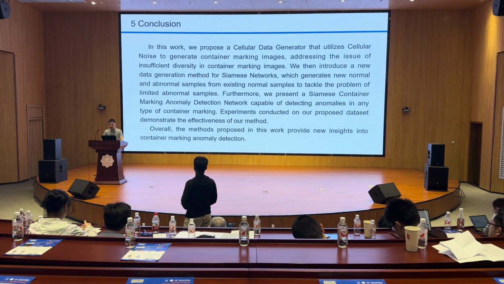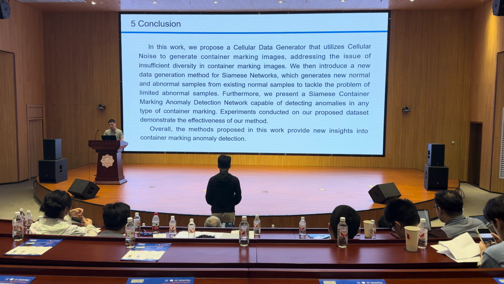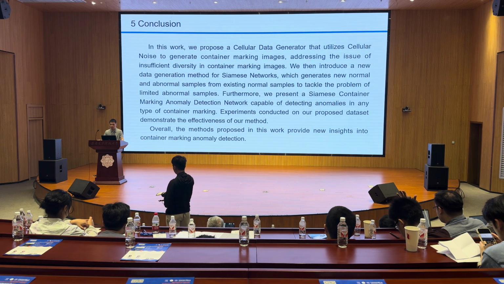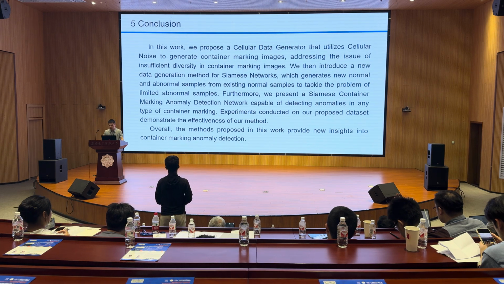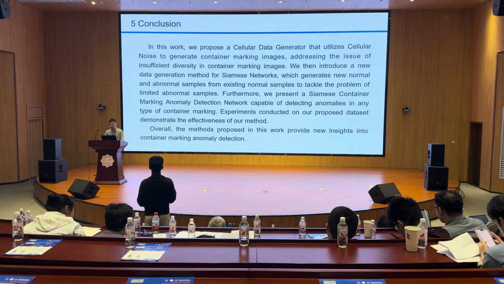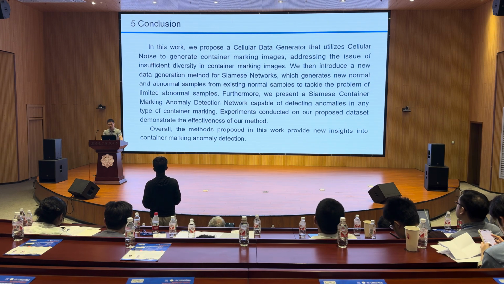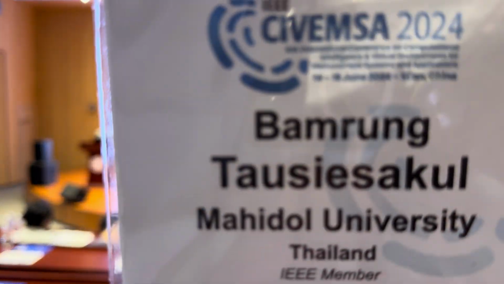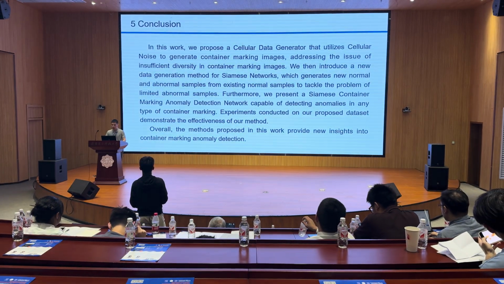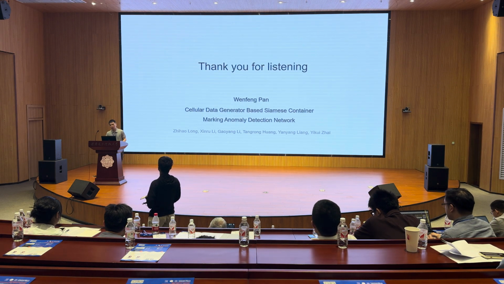A new normal and anomaly sample for a system, to take the problem of lacking anomaly samples. For those who don't know it, it is a container marking level anomaly detection network capable of detecting anomalies in any type of container marking. Experiments based on our proposed data set demonstrate the effectiveness of our network. The network proposed in this work provides a new insight into container marking anomaly detection. Thank you for listening.